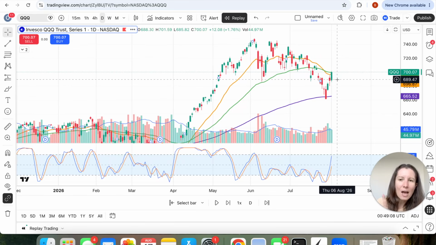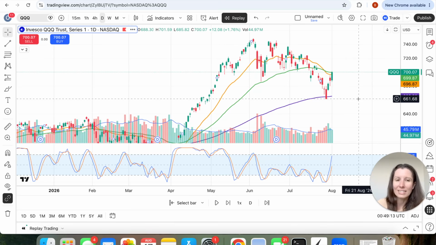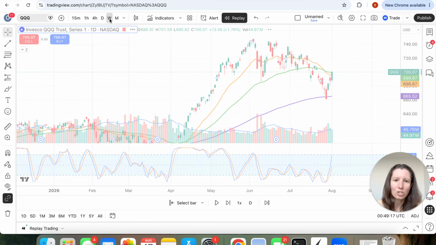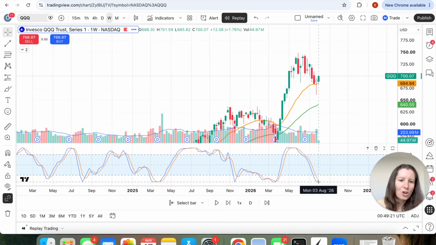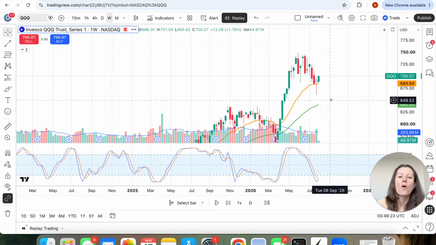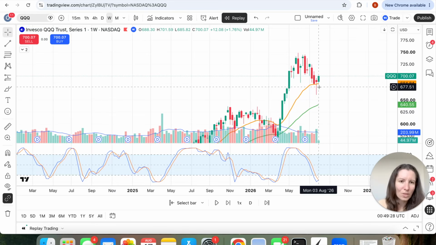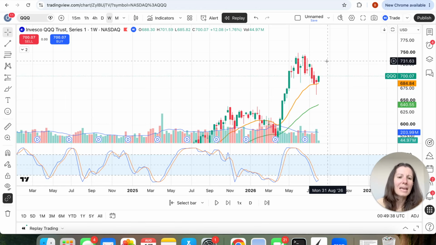I didn't time my entry necessarily off of the daily chart though. What I was looking at was, if we changed to a weekly chart, the turn of the stochastic RSI on the weekly chart. I was looking at this chart. We'd had a nice bounce off of these bottom levels. We'd started to turn here. For me, that lets me know that the most likely next move is probably up a little bit.